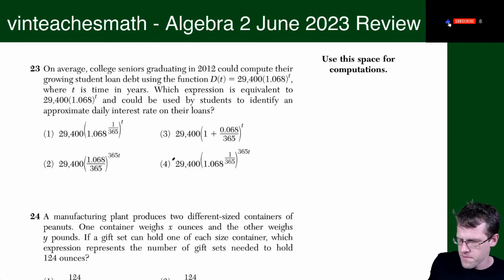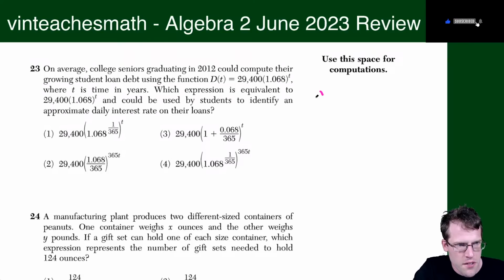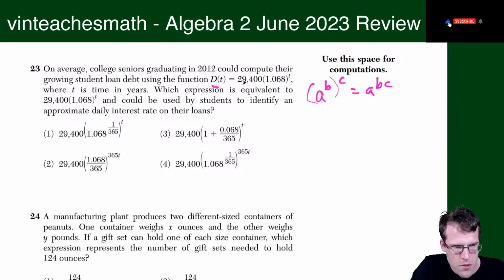Oh, these are fun. So these are just annoying. So a to the b to the c is a to the b times c. So for these, you could just type in the question and the answers, but they want to know which expression is equivalent to this and could be used by students to identify an approximate daily interest rate on their loans. Remember, there's 365 days per year. Okay, so we want to incorporate that.